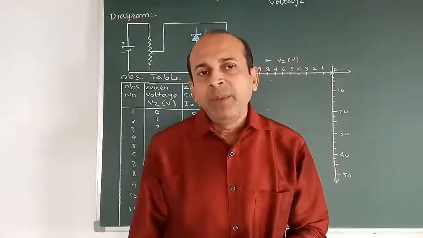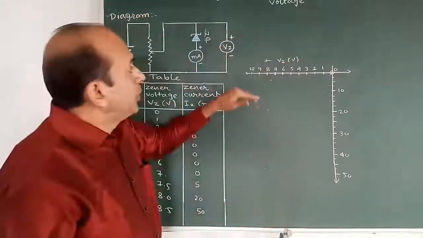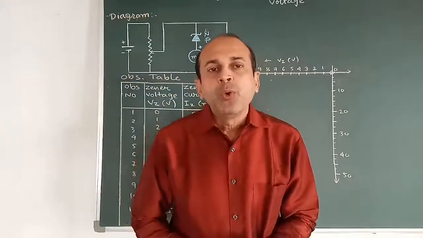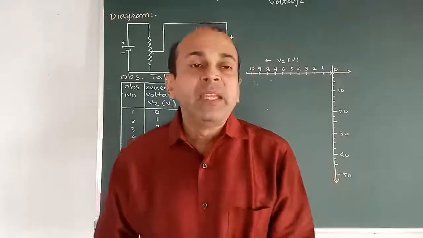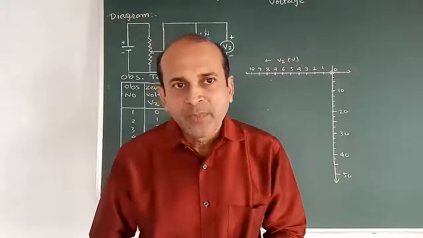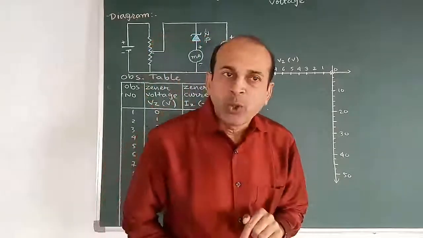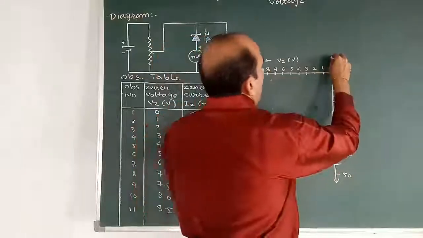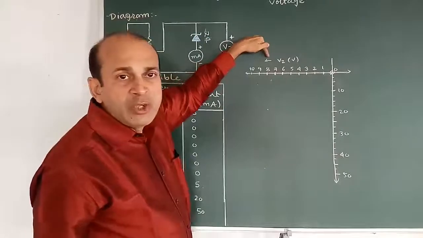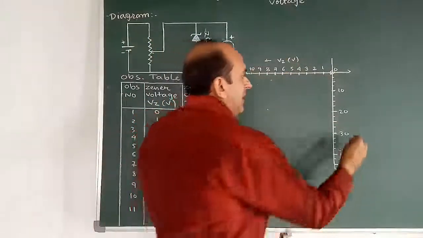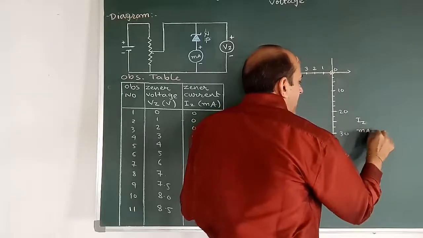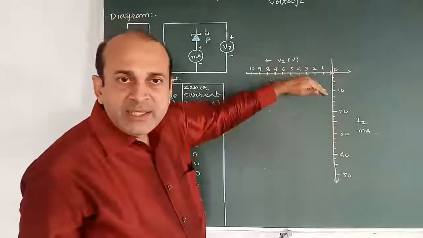Now let me plot these points. Since the Zener diode is in reverse bias, current and voltage will be in the negative direction. The values are not negative, that's why we plot the graph in the third quadrant. So this is the origin, first quadrant, second quadrant, third quadrant and fourth quadrant. Let me plot the voltage here and current here, I_Z in mA. Now decide the scale and plot the points.